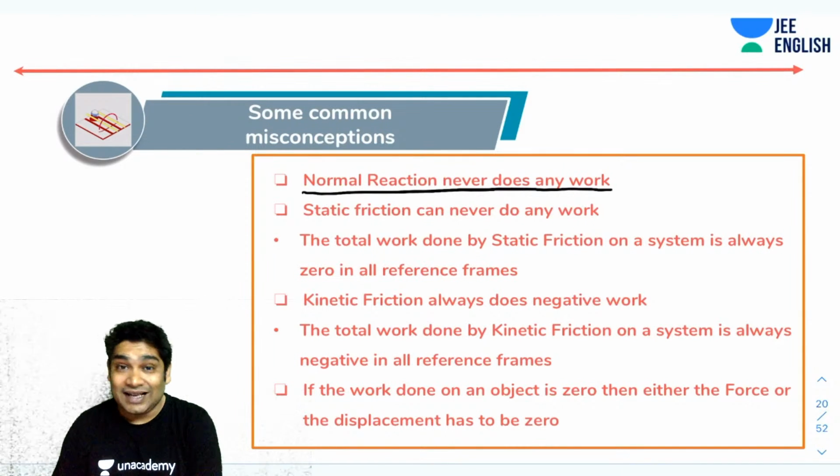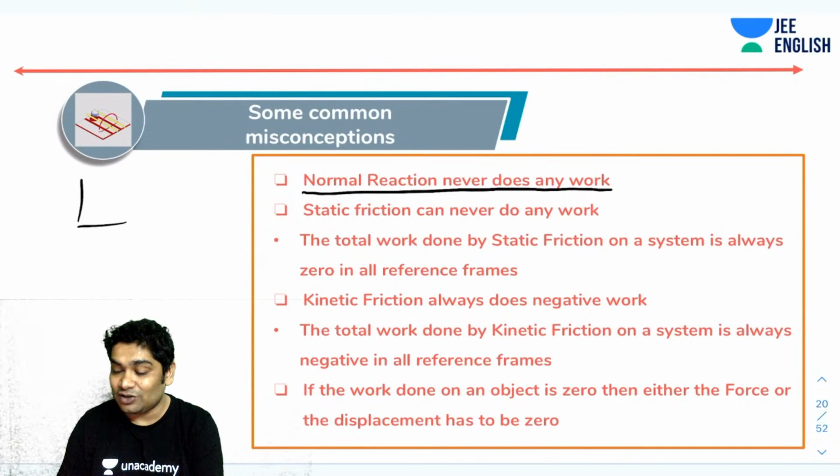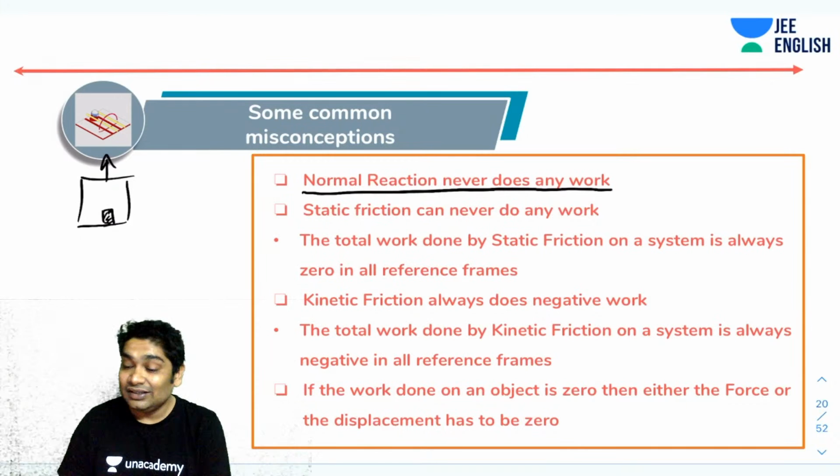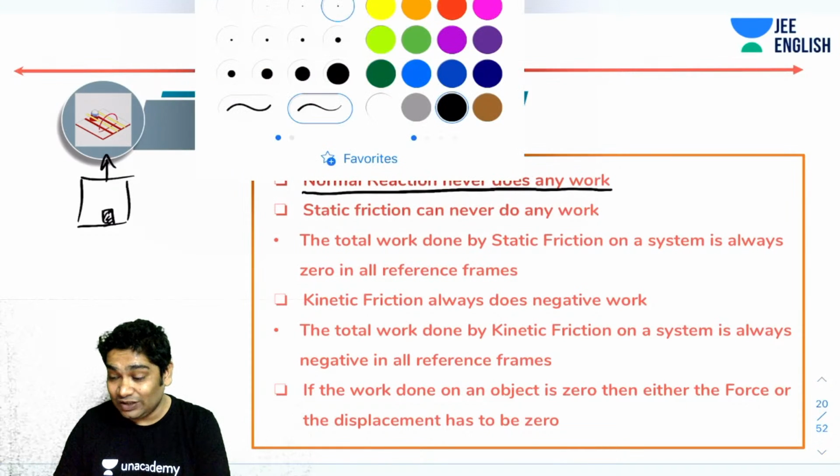As I told you, normal reaction is a frame dependent quantity. Imagine the case of a lift, and you have a block kept here, and the lift is going up. You realize what is helping this block gain potential energy? It is the work done by normal. So normal can do work.